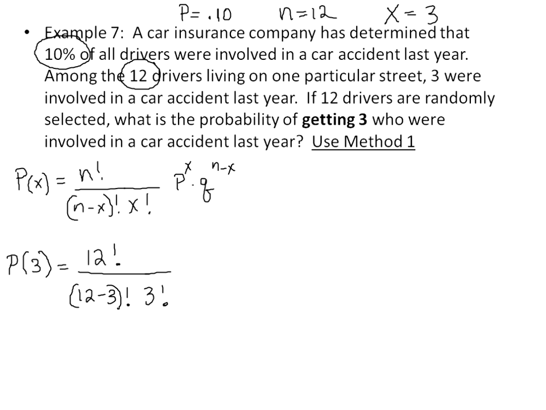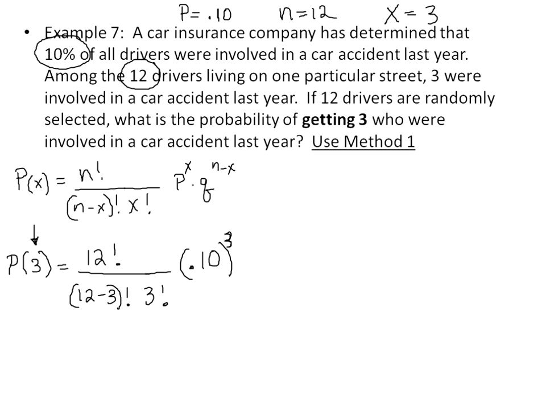So this is the part of the formula that does the counting for you. So we don't have to rely on having to write up the sample space. P is the probability of a success, 0.10. How many successes we have here are 3, because 3 are getting into a car accident. So that's to the power 3.